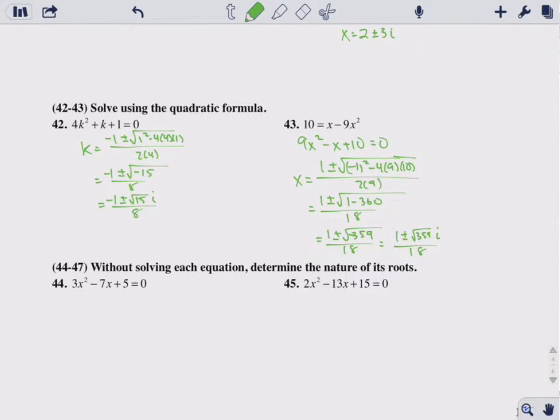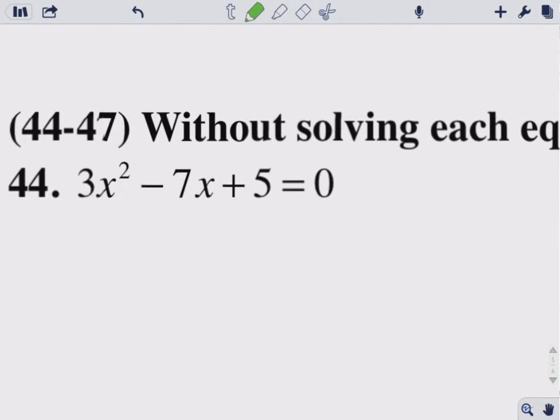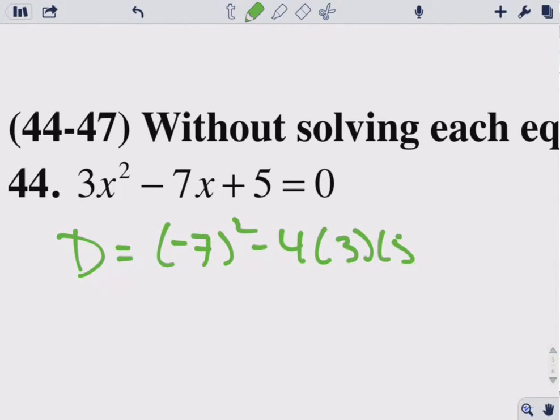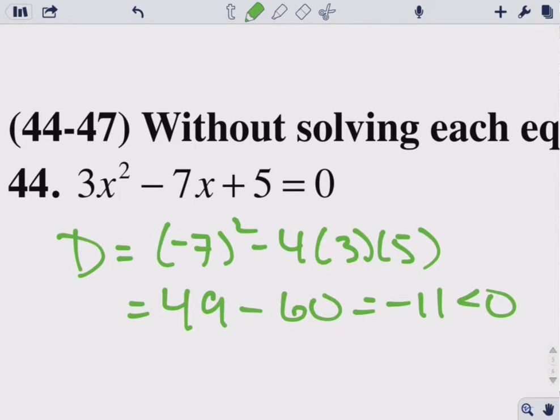Okay, without solving the equation, determine the nature of its roots. That's talking about the discriminant. The discriminant in this case is negative 7 squared minus 4 times 3 times 5. 49 minus 12 times 5, minus 60, equals negative 11. That's less than 0. So that's 2 imaginary conjugates.